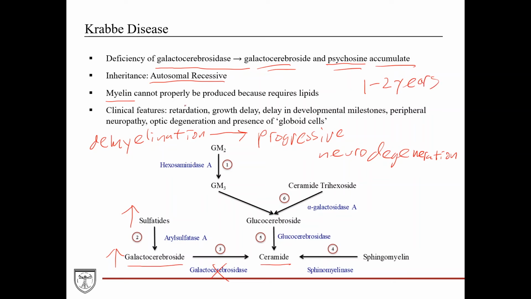And so as far as clinical features go, you see retardation, growth delay, delay in developmental milestones, peripheral neuropathy, you can see muscle weakness, optic degeneration, and then presence of globoid cells. This is a pathology finding on histopathology, so you can see this as well. And so the takeaway from this disease that can help you distinguish it is that it's really primarily the nervous system that gets impacted here. Some of the other diseases definitely also impact the nervous system, but they can impact other organ systems as well. This is mainly just the nervous system and potentially some muscle weakness as well as a result of that.